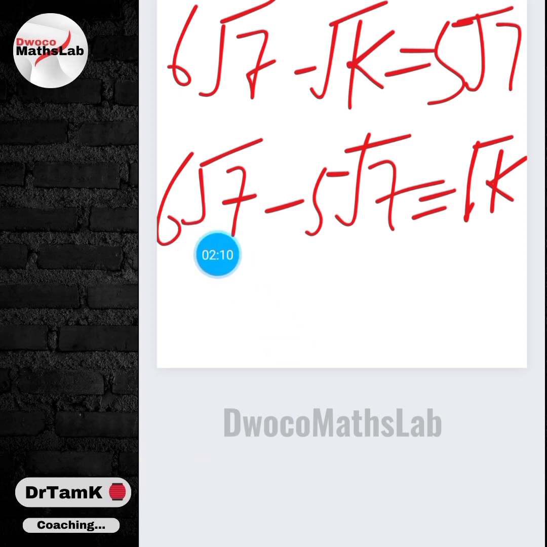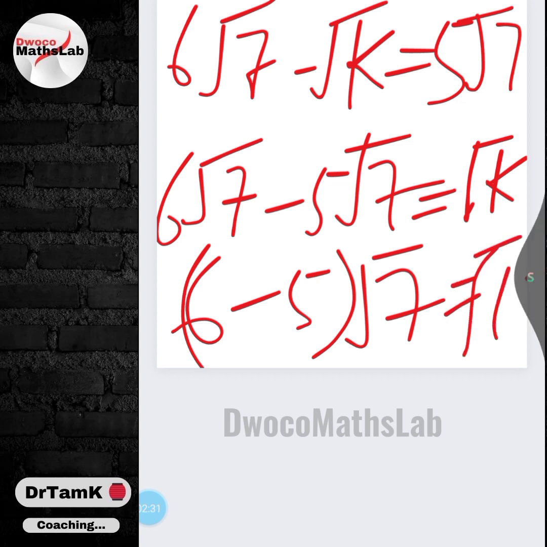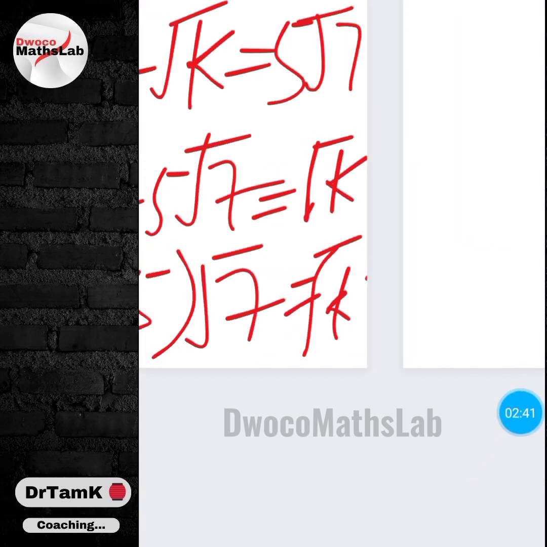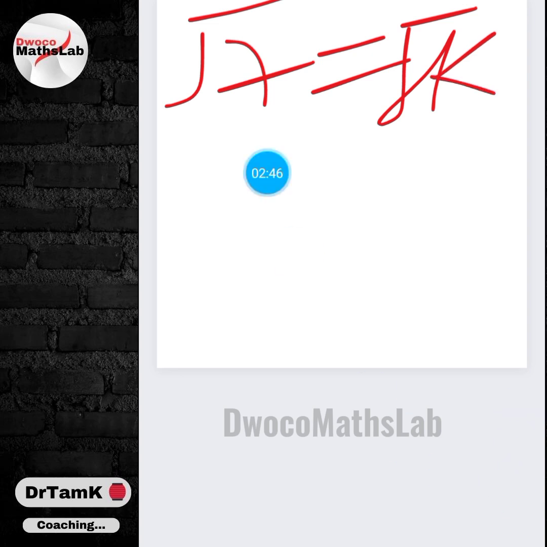Now again, if you factorize root 7, we have (6 minus 5) root 7 equals root k. Sorry, root 7. Like I told you, I have to manage my board. It equals root k here. Do you understand what I'm doing? So 6 minus 5 gives us 1. So obviously root 7 equals root k. Root 7 equals what? Root k.